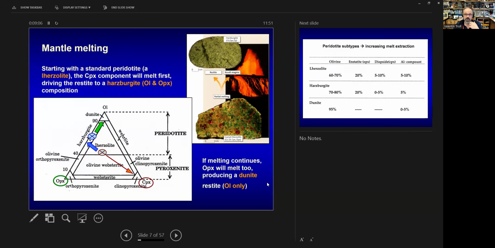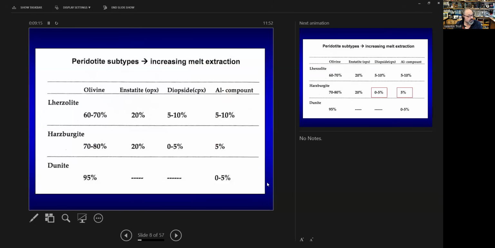And dunite comes from the Dun Mountains in New Zealand. This is a very olivine-rich rock where olivine forms more than 90% of the rock. So if we look at the same problem here in a tabulated form, then we can increase the melt fraction and extract it.